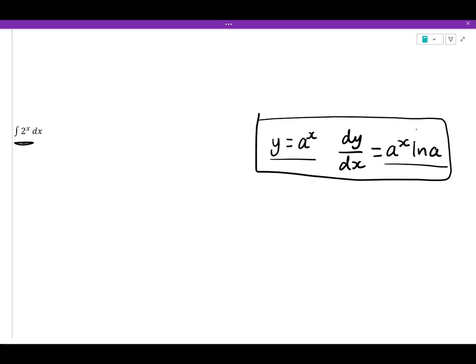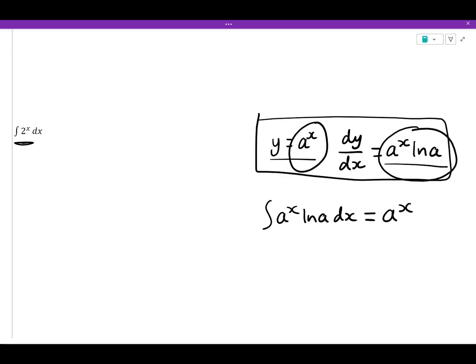If we integrate our derivative with respect to x, we're going to get back our initial equation. So I can write that the integral of a to the power of x ln a with respect to x is going to be equal to a to the power of x, our initial equation. Now you might be thinking this doesn't entirely match the integral I'm working with in this question, because we've got this ln a over here. But remember, a is a known value. It's a numerical value, so ln a is a constant.